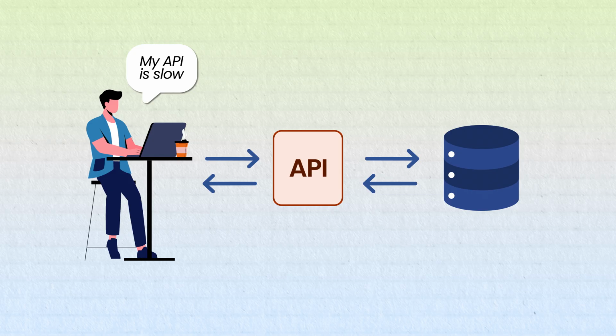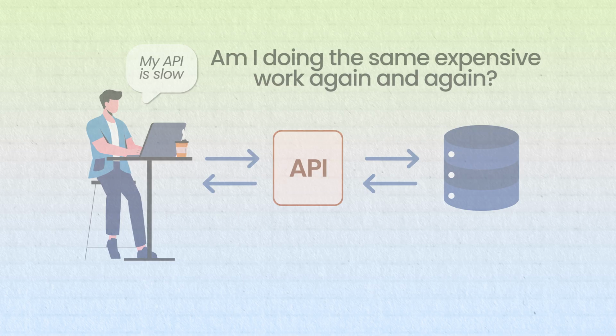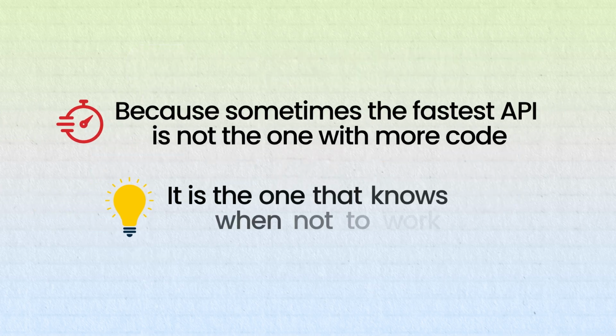Ask a better backend question. Am I doing the same expensive work again and again? Because sometimes the fastest API is not the one with more code, it is the one that knows when not to work.